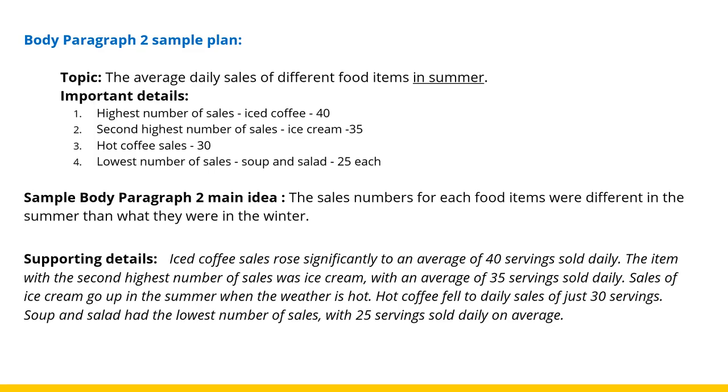Iced coffee sales rose significantly to an average of 40 servings sold daily. The item with the second highest number of sales was ice cream, with an average of 35 servings sold daily. Sales of ice cream go up in the summer when the weather is hot. Hot coffee fell to daily sales of just 30 servings. Soup and salad had the lowest number of sales with 25 servings sold daily on average.